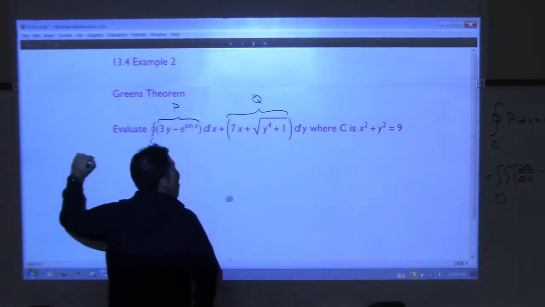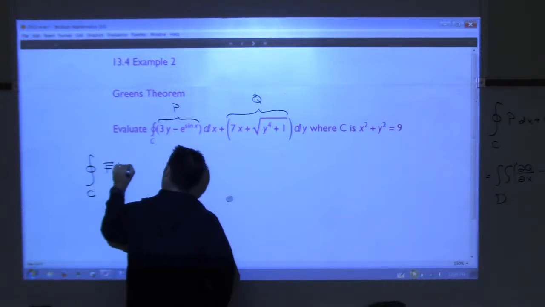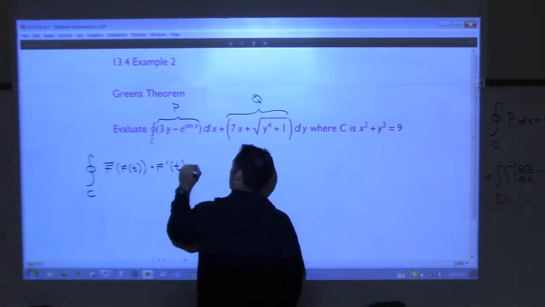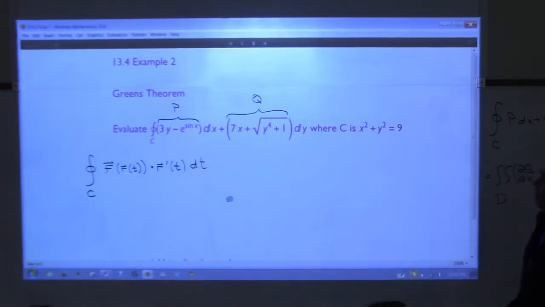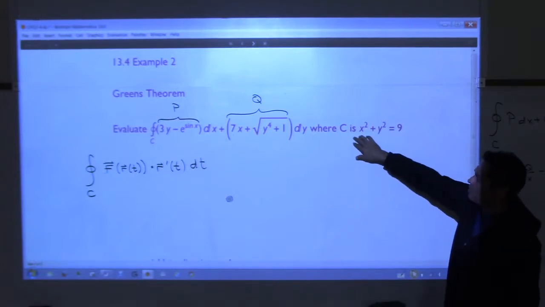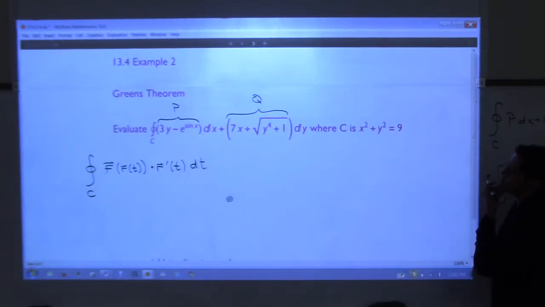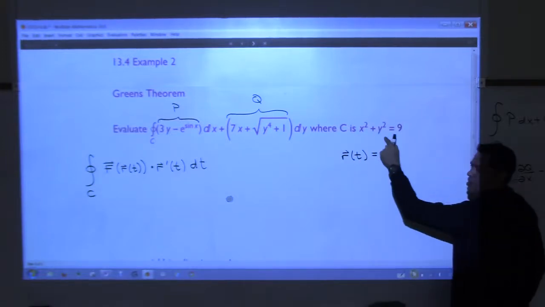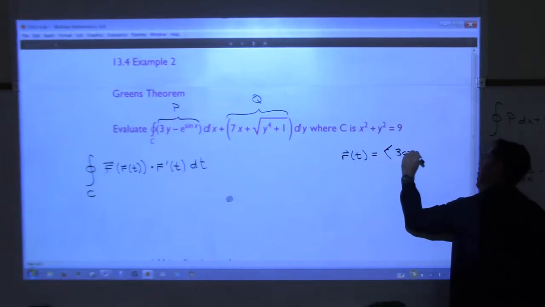What I would have to do is the integral over this closed curve of f evaluated at r of t dotted with r prime of t dt, right? And I would have a lot of work ahead of me because I've got to find the parametric representation of C. Could I do that? How could you draw out C here? This is r of t, right? We need to draw this circle, radius 3, so r(t) = vector 3 cosine t, 3 sine t.